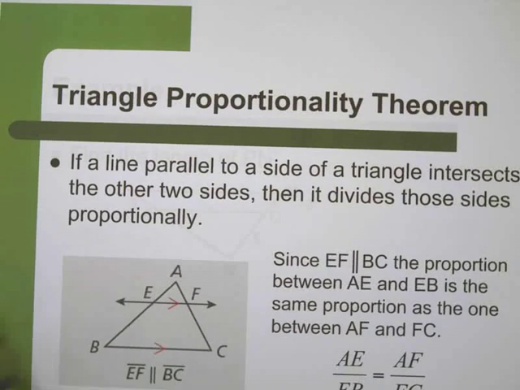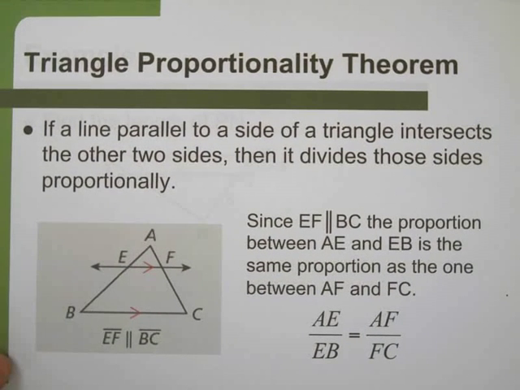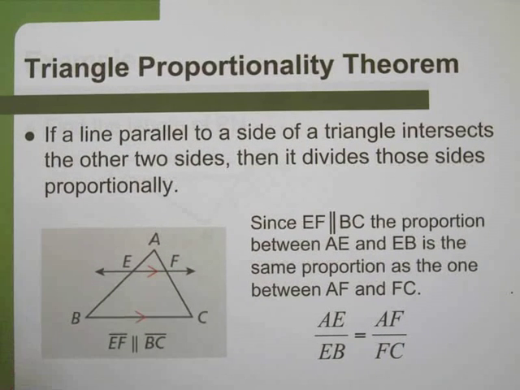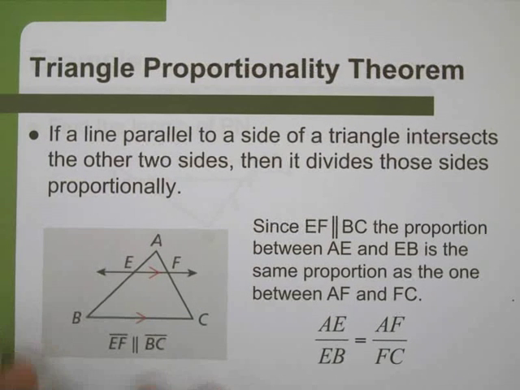Okay, so here's the first thing. You probably want to pause to write some of this stuff down and to record things as we go along, and that's fine. Just pause it and write stuff down and then go on. Okay. We have something called the Triangle Proportionality Theorem. And the Triangle Proportionality Theorem says this.